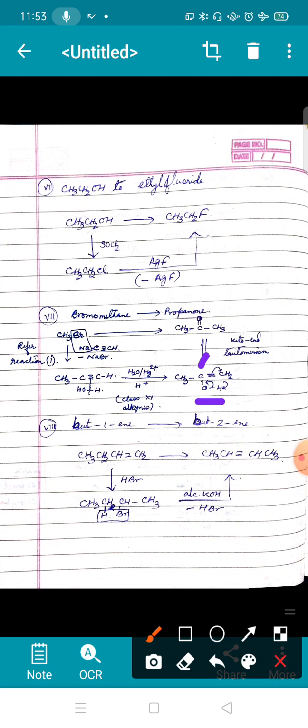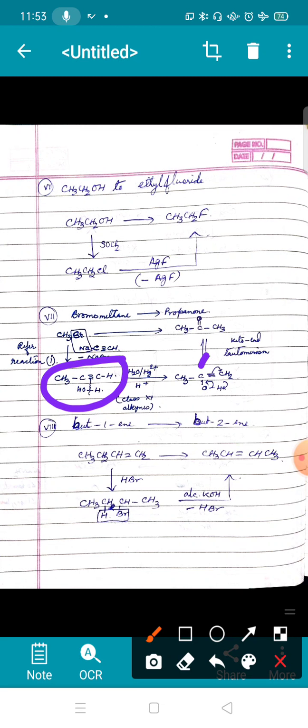In "en" because of the double bond, alkene, and "ol" because of OH. Now the addition of water takes place according to Markovnikov's rule. So the negative part goes to the carbon having a lesser number of hydrogens. Out of these 2 carbons, I don't have any hydrogen here. Here we have 1 hydrogen. So wherever it is less, here it is less.